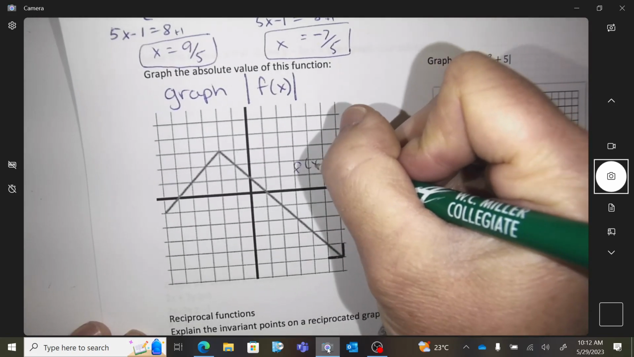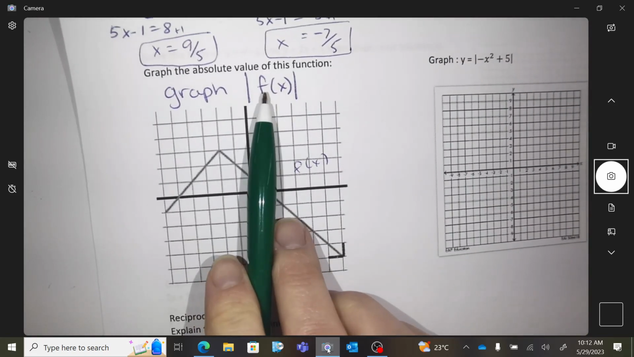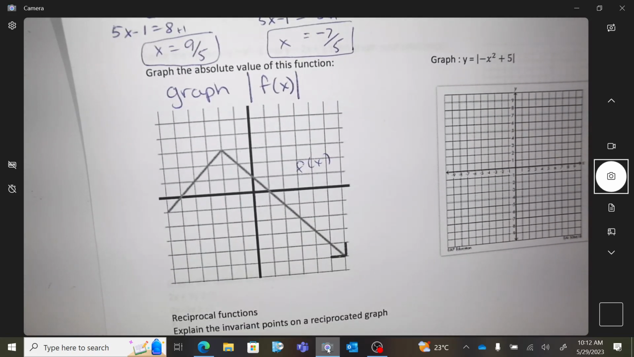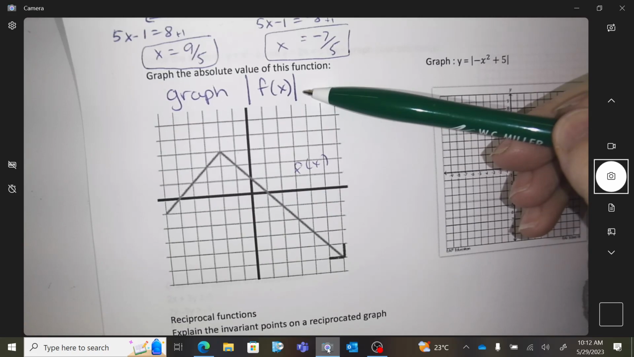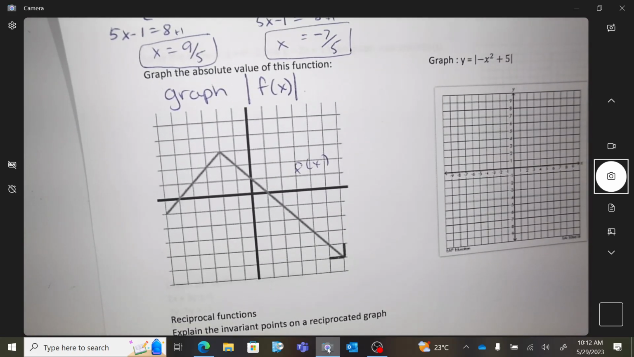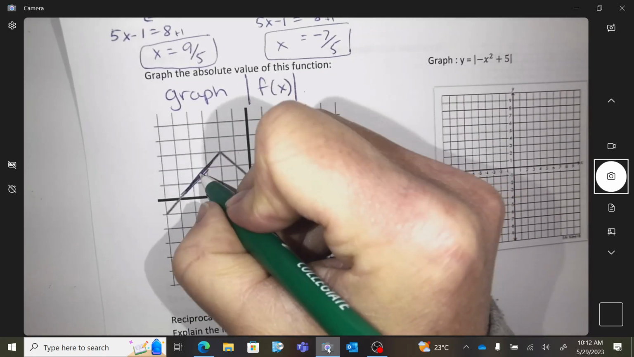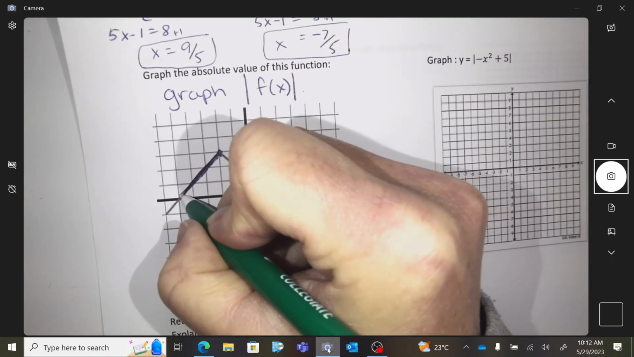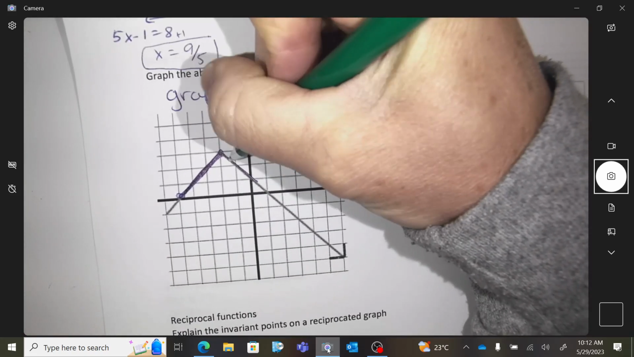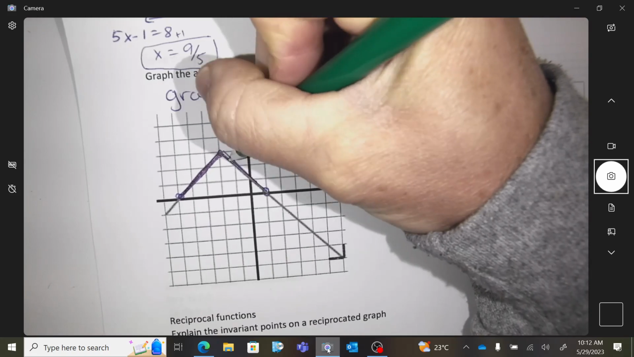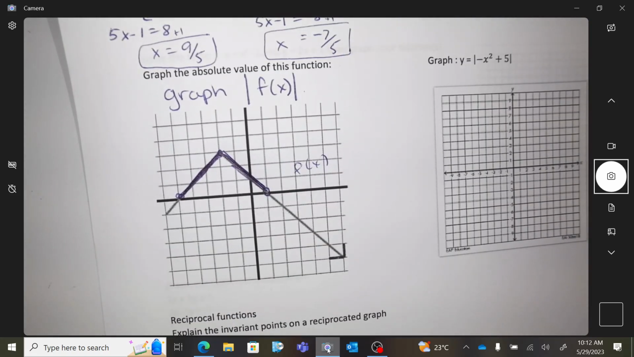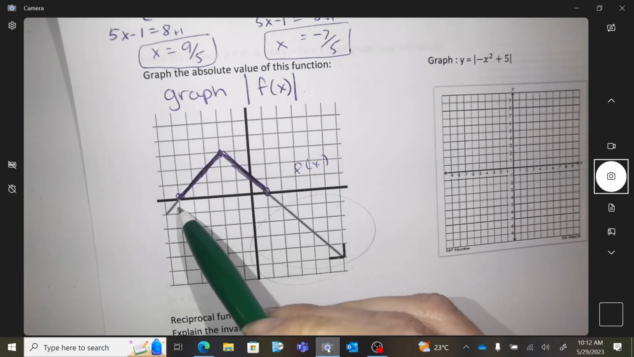If this is the graph of f of x, I want you to graph the absolute value of f of x. So on your test, you have to be able to recognize the question. Okay, so I'm going to look at what would stay. So the positives are 0 heights. So this will stay. I need to overlap it. This will stay. Okay, this is going to change. This is going to change.